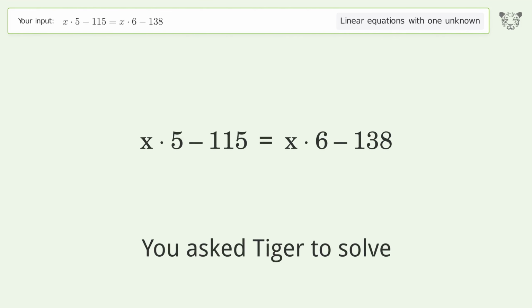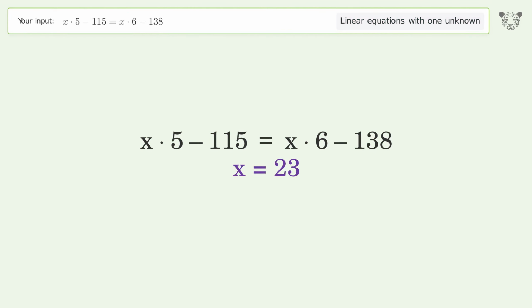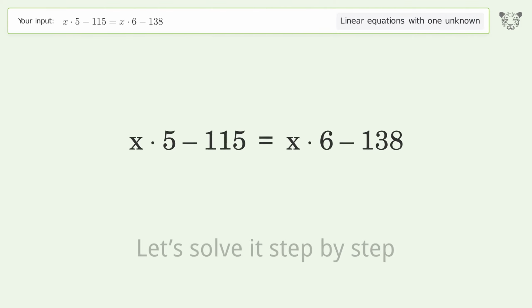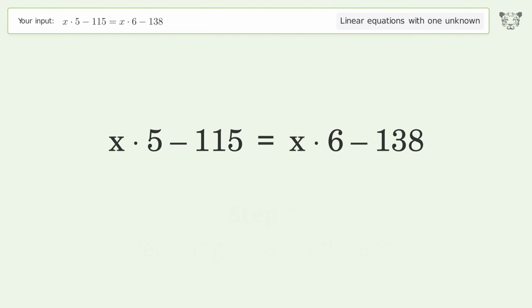You ask Tiger to solve this. This deals with linear equations with one unknown. The final result is x equals 23. Let's solve it step by step. Rearrange the coefficients.